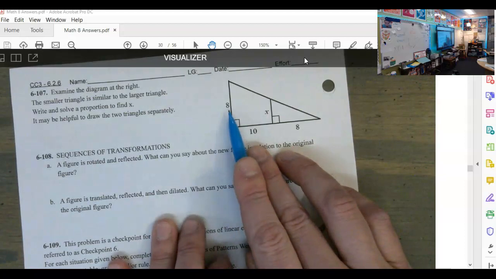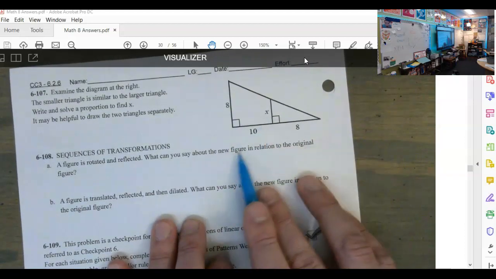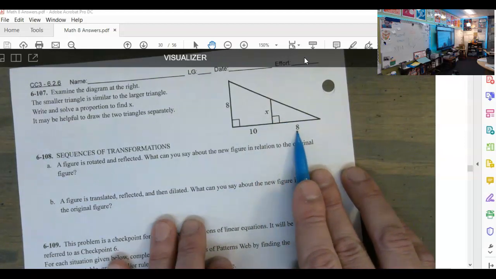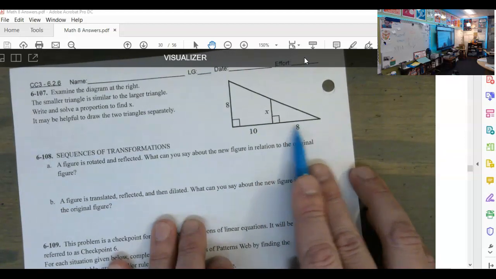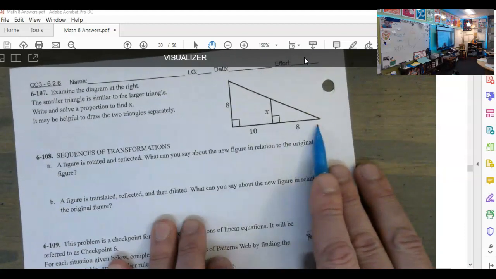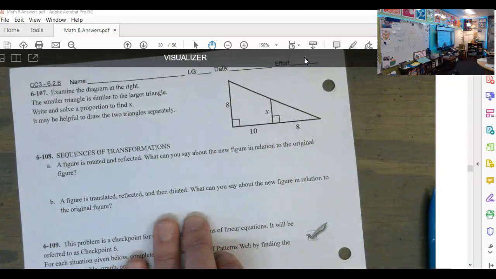So we could say 8 would relate to x, right? And 18 would relate to 8, right? The shorter triangle uses 8. The bigger triangle uses 18. Careful with that. Make sure you put those together.